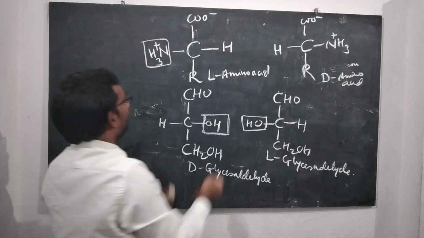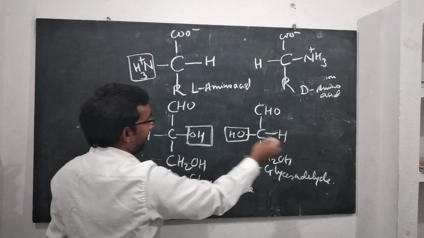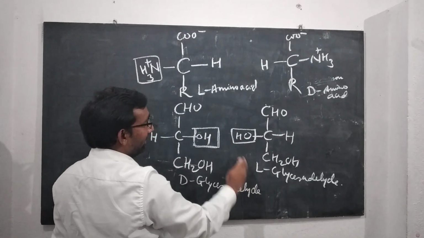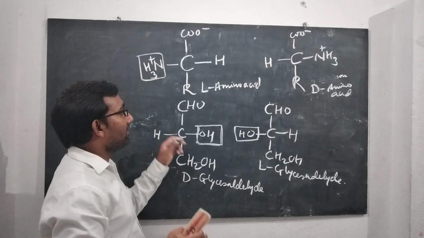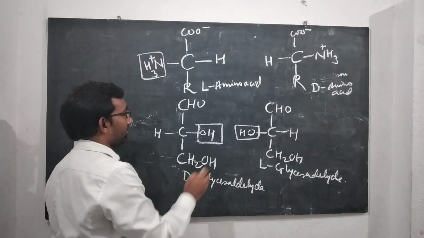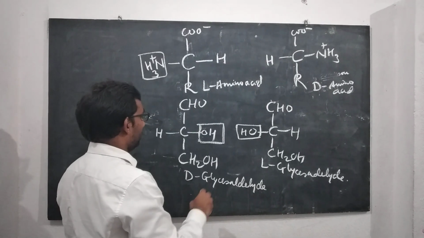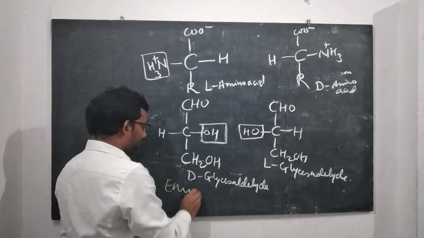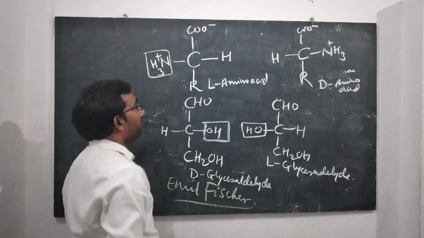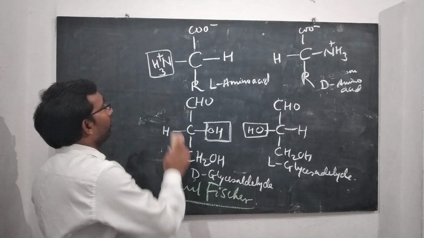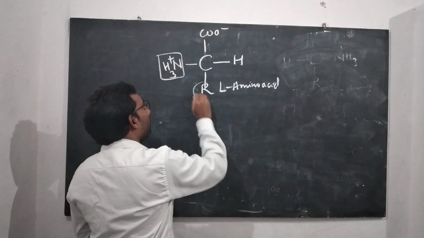So you have two forms. On the right, it is D. As OH was on the left, it was L; if OH was on the right, it was D. This is the convention, and it was given by Emil Fischer.